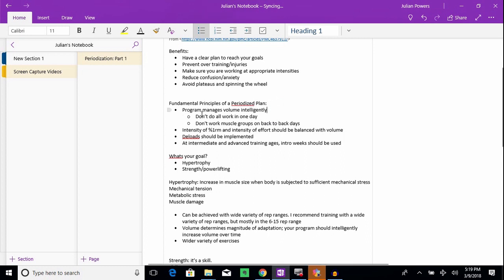But a good program will manage volume intelligently over a day, over a week, and over the coming months. You don't want to stack all volume on one day, you just want to be able to manage volume intelligently. And then another example of not managing volume intelligently, and I see this sometimes too, is working muscle groups on back-to-back, consecutive days.